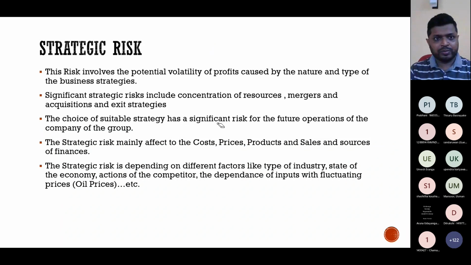The strategic risk directly affects your cash flows, profits, and the growth of the business, because strategic risk involves the future direction of the company. You will acquire new businesses, you will merge, you will divest. There are different strategic decisions. Those strategic decisions severely and directly affect your cash flows and profit. Right.